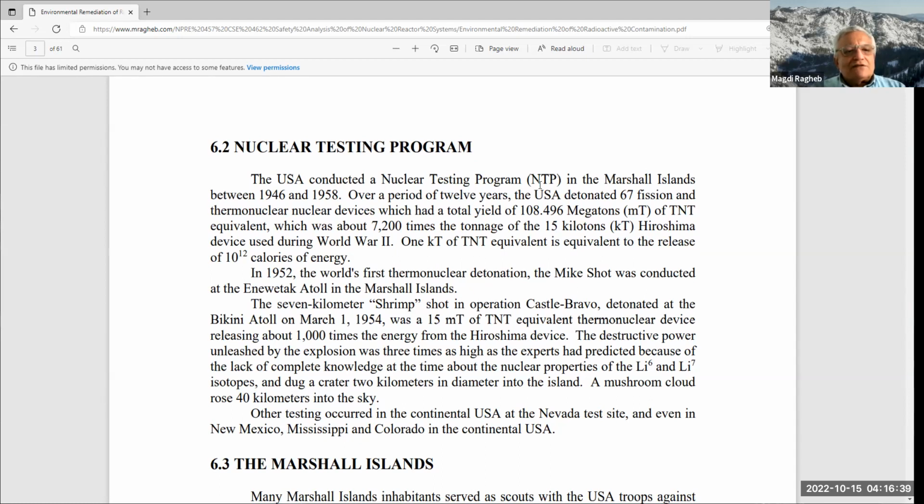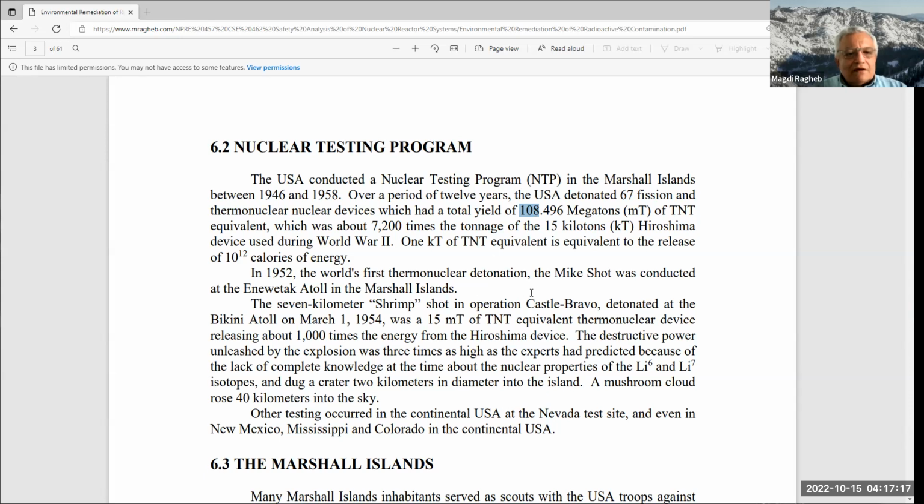The United States conducted a nuclear testing program from 1946 to 1958. They detonated 67 fission and thermonuclear devices. They had a total yield of 108 megatons of TNT, million tons, not kilotons, like the Nagasaki and Hiroshima devices, which were in the range of 10 to 20 kilotons of energy. That's megaton, meaning that they are 1,000 times, actually 10,000 times as much energy release when they use thermonuclear weapons in general.